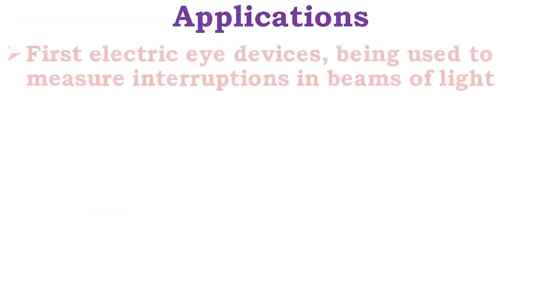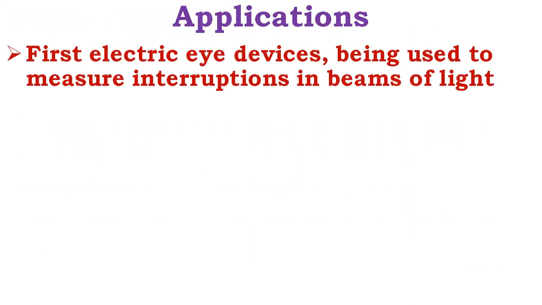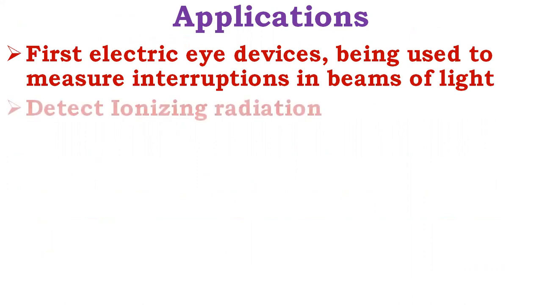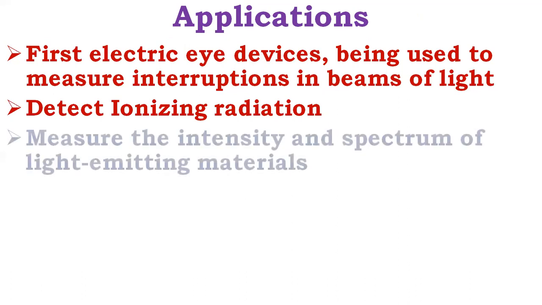See the applications. Photomultipliers were the first electric eye devices, used to measure interruptions in beams of light. Photomultipliers are used in conjunction with scintillators to detect ionizing radiation by means of handheld and fixed radiation protection instruments and particle radiation in physics experiments.